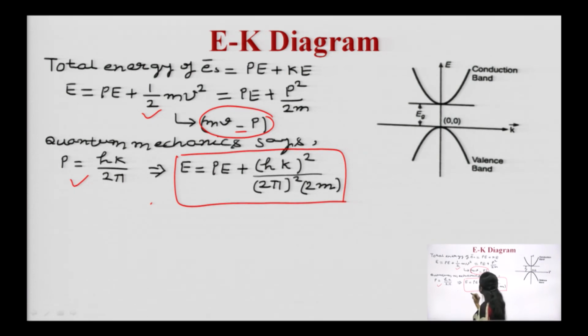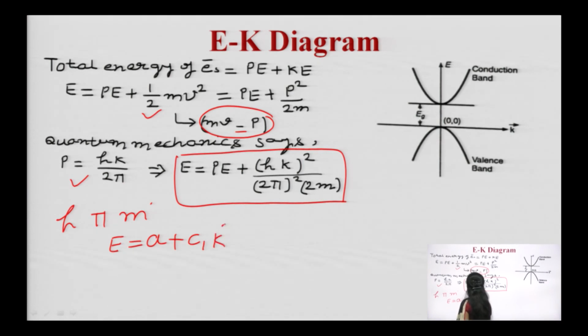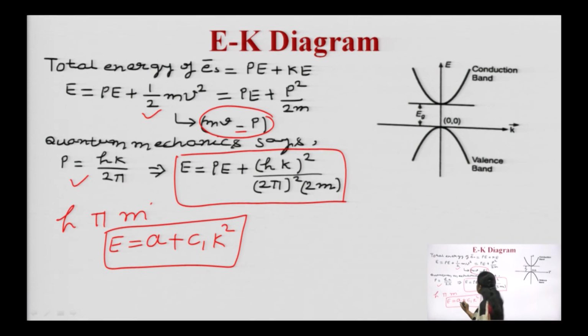Here you can see h is a constant, pi is a constant, m is a constant. So, the only thing which is variable is k. So, you can write this as potential energy, let us write it as some constant A, plus something, let us say C1 times k square. If you see its behavior, this is a constant A, it will give you a parabolic pattern.